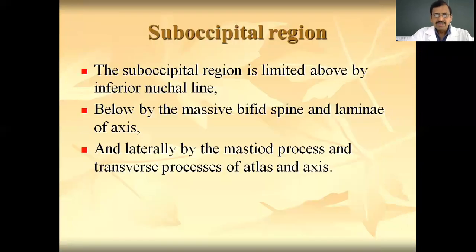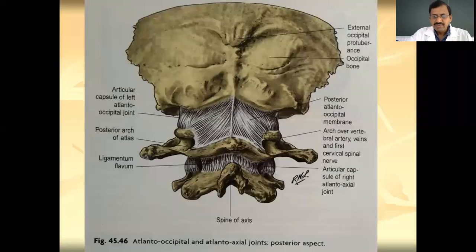Next, first you see what is the suboccipital region. What is the extent of the suboccipital region? That is important. The suboccipital region is limited above by the inferior nuchal line and below by the transverse or bifid spine and the lamina of the axis, and laterally by the mastoid process and transverse process of the atlas and axis. Here you see this is the inferior nuchal line. This is the upper extremity of the suboccipital region.